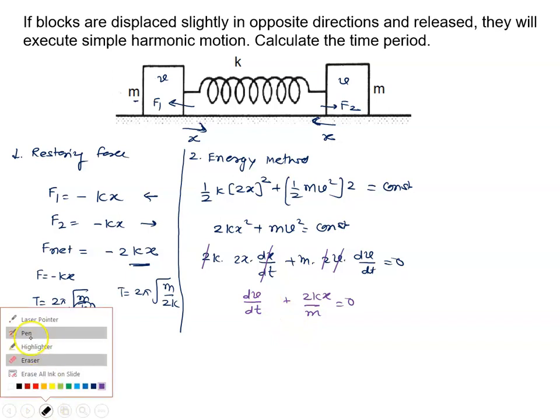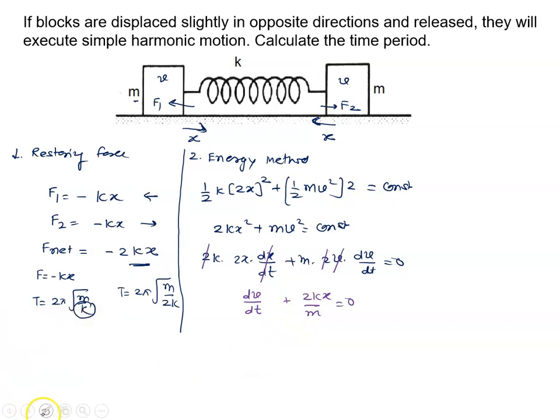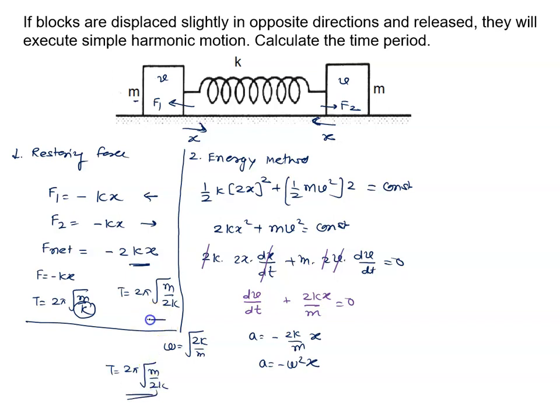It is dv by dt, not dt squared, dv by dt. So you can say the acceleration a equals minus 2k by m into x, and again we compare with a equal to minus omega squared x. The value of omega is root 2k by m, and the time period of oscillation is given by 2 pi by omega. Writing it in place of omega, we get T equal to 2 pi root m upon 2k. So that is the answer from the energy method.